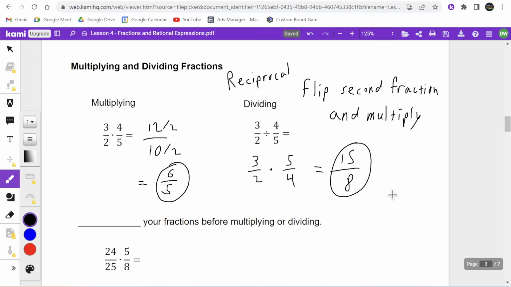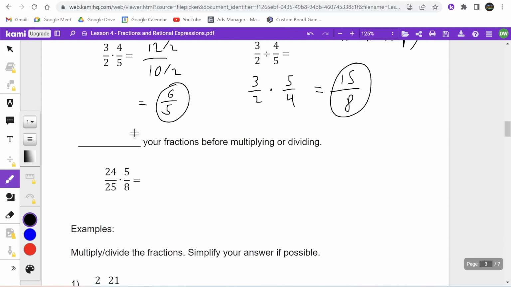And the one thing I'm going to advise you to do, especially for the more complicated examples, since these ones are pretty easy, so it didn't matter, but I'm going to force you today to reduce your fractions before multiplying or dividing. The reason why is because of this example right here, 24 times 5 over 25 times 8. That's pretty big math. I don't really like doing these numbers in my head. But if I can reduce it, then it helps me a lot.